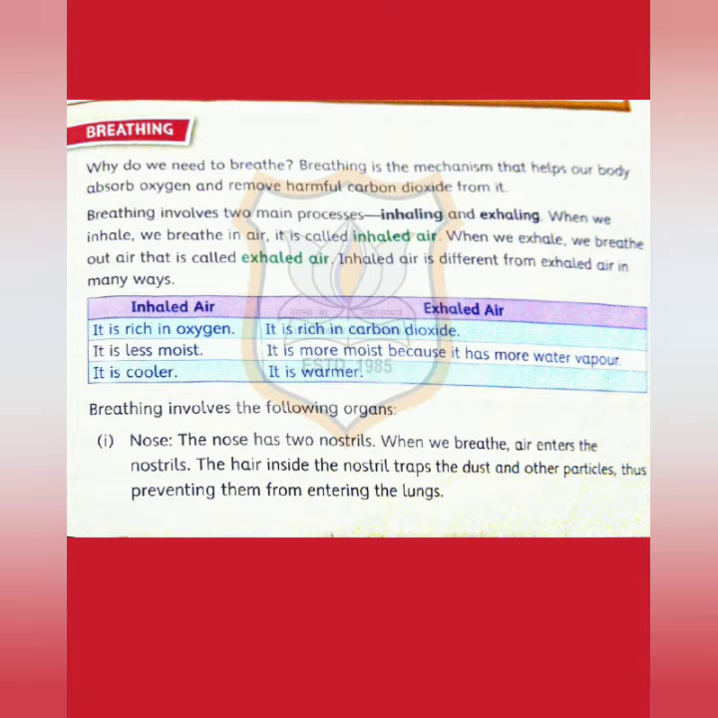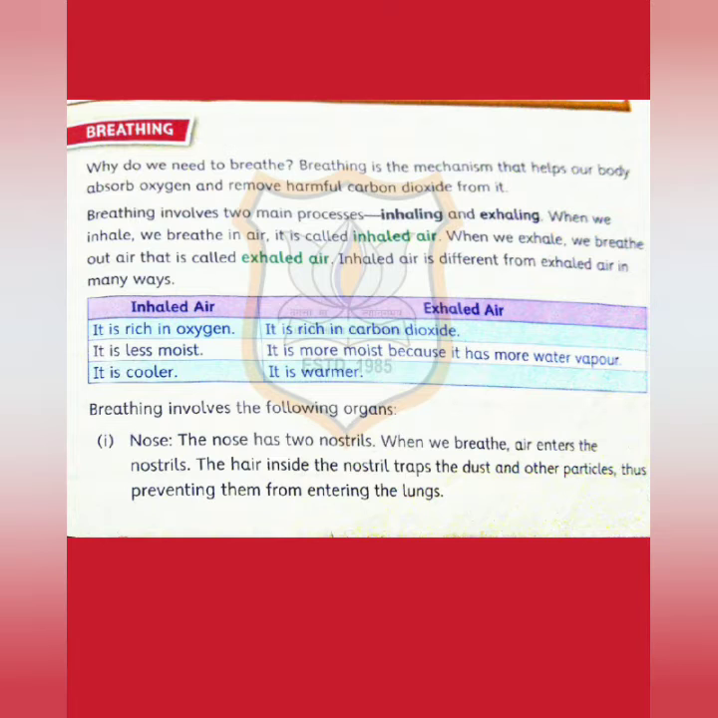The hair inside the nostrils traps the dust and other particles. So in the nostrils we have small hairs, and they stop the dust and other particles, thus preventing them from entering the lungs.